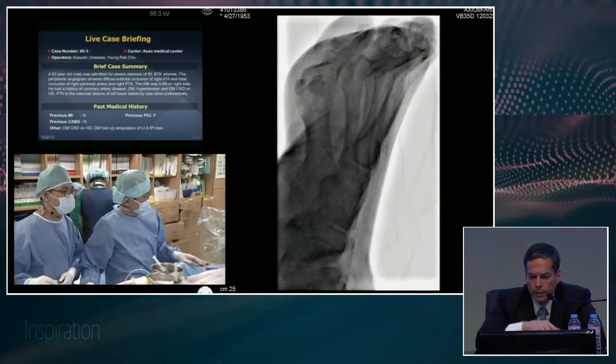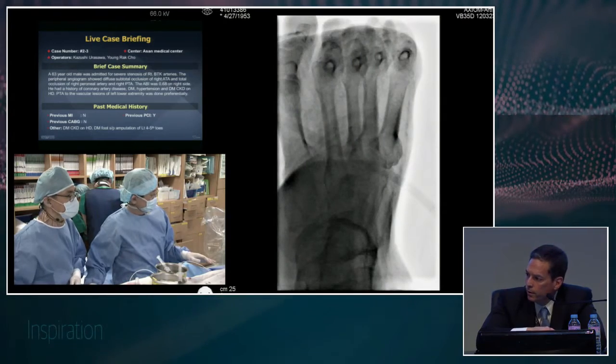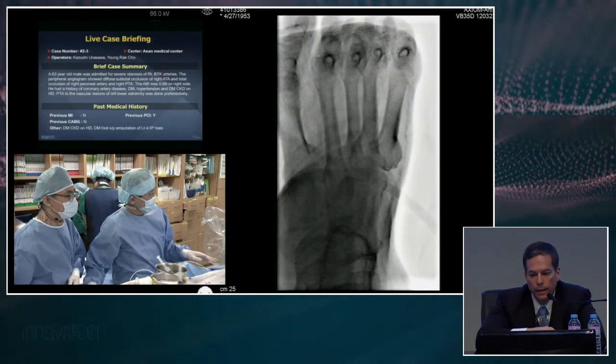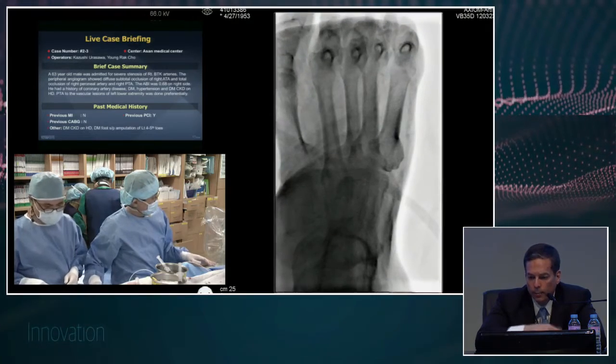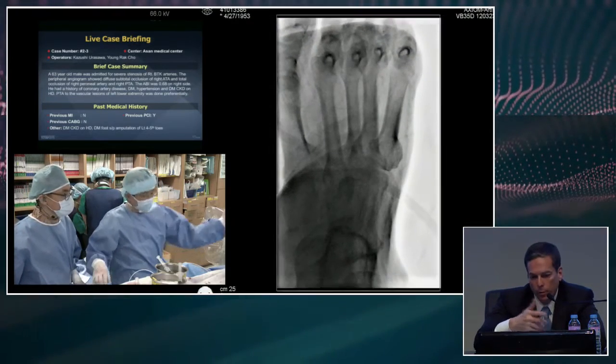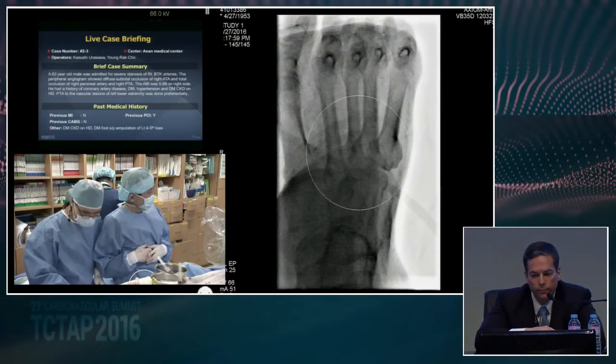It'd be very interesting to see that combination with DCBs, if it ever comes to that, as to whether or not it's useful. But I think a lot of folks in the U.S. would try to plaque modify this calcific disease with probably orbital or a rotational device of some form.